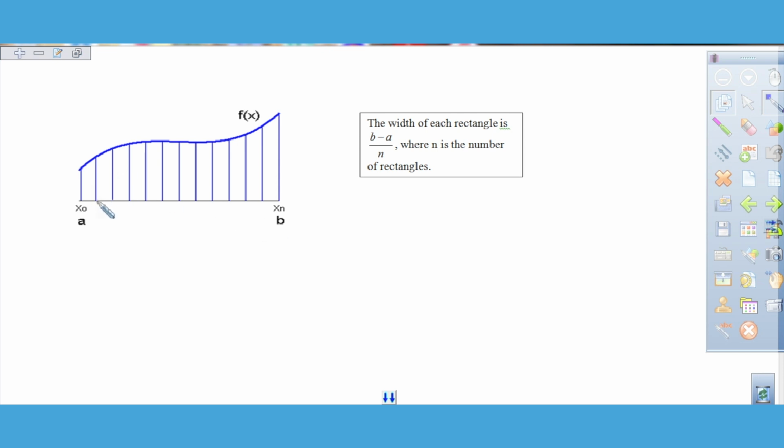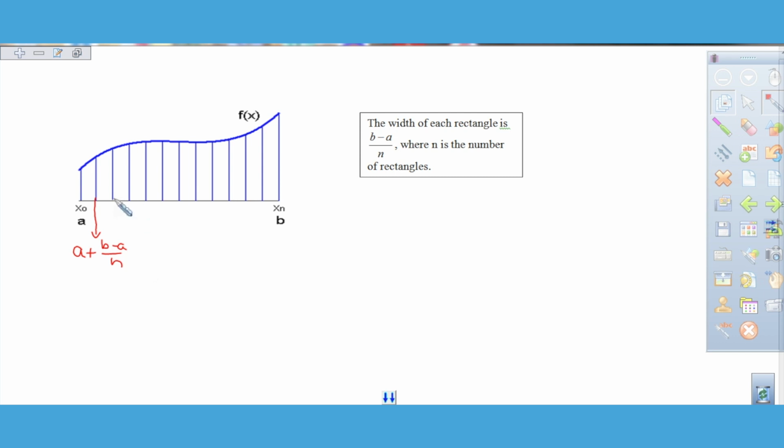So this little guy right here, let me change my color. I want a different color. This little guy right here, and again, I don't know why I cannot write with this thing. There we go. That guy right there would be a plus this distance, whatever it is. I'm going to call that b minus a over n.